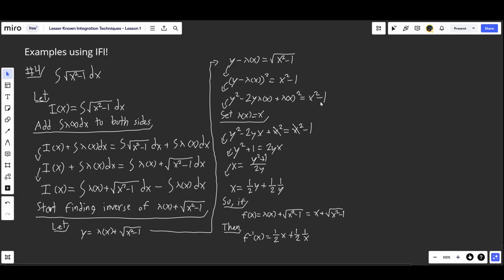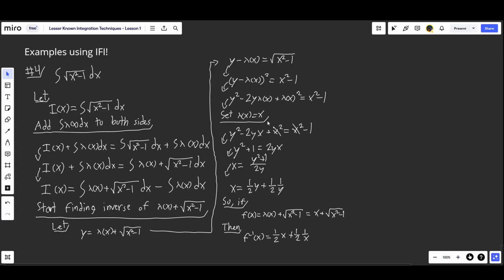At this point, we can set lambda of x to be x. And if we do this, we could cancel the x squared from both sides and just have x here. This would be a very good substitution for what lambda of x should be, because this x squared in the original integrand, when we tried to invert it, caused there to be two inverses. So if we set lambda of x equal to x, it will get rid of that x squared, leaving us with just one x, causing there to be only one inverse.